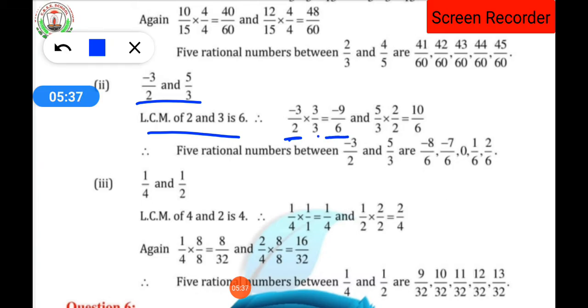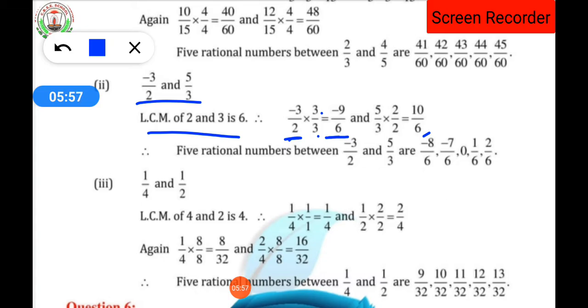That will be divided and multiplied by 3. So minus 3 into 3 will be minus 9. 2 3s is 6, isn't it? And 5 upon 3 will be multiplied by which number to get the LCM? 6. So that will be multiplied with 2, isn't it? 2 by 2, so 5 into 2 will be 10 and 3 into 2 is 6.